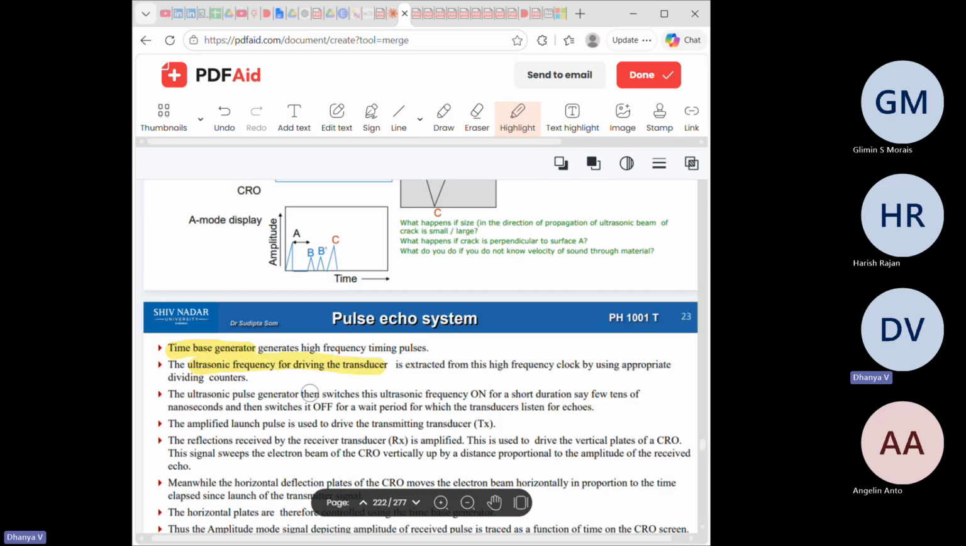The ultrasonic pulse generator then switches this ultrasonic frequency on for a short duration, a few tens of nanoseconds, and switches it off for a wait period for which the transducer listens for echoes.